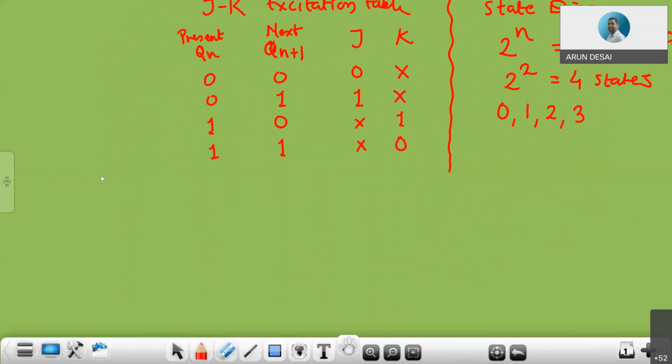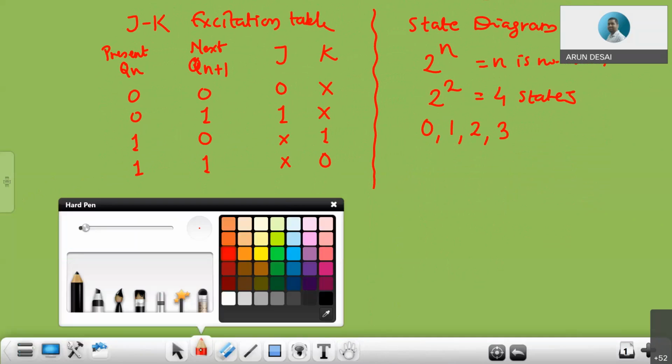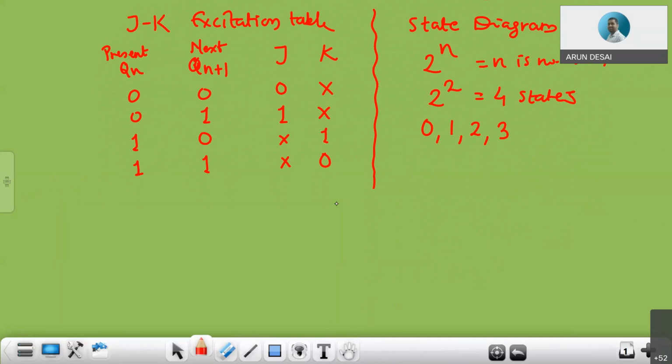We need to draw a state transition diagram. So how many states are there? Four states are there. If we suppose those states are S0, S1, S2, S3, then we need to write those states.